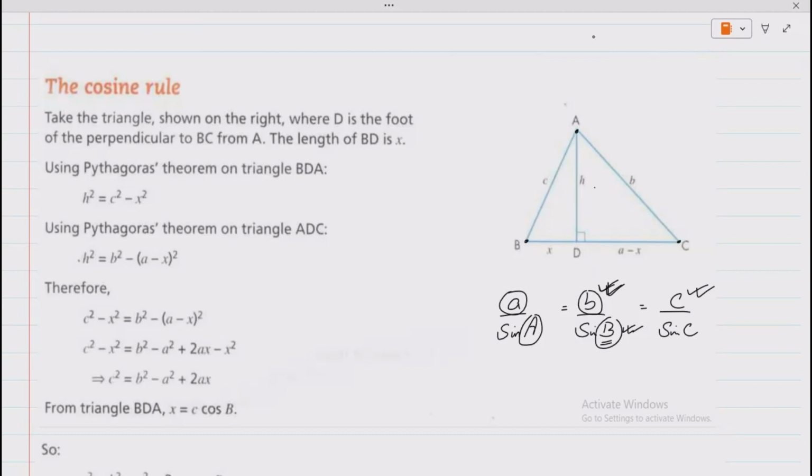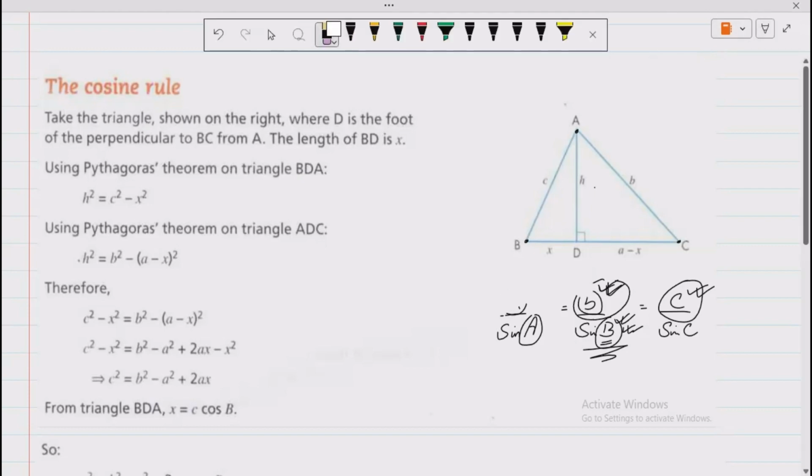To overcome this problem, suppose we have to find angle B but we don't know side b, and we know sides c and a. How can we find angle B in that case? Our law of cosine resolves this problem. So let's see how to resolve it by doing the derivation of this law.